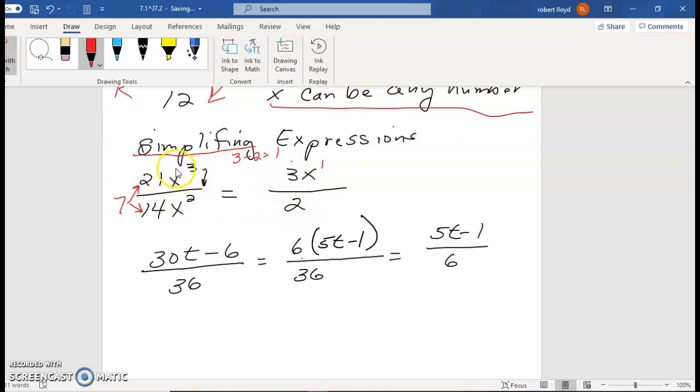Then we have like bases here. So we subtract the exponents. 3 minus the 2 is 1. So we get 3x divided by 2.